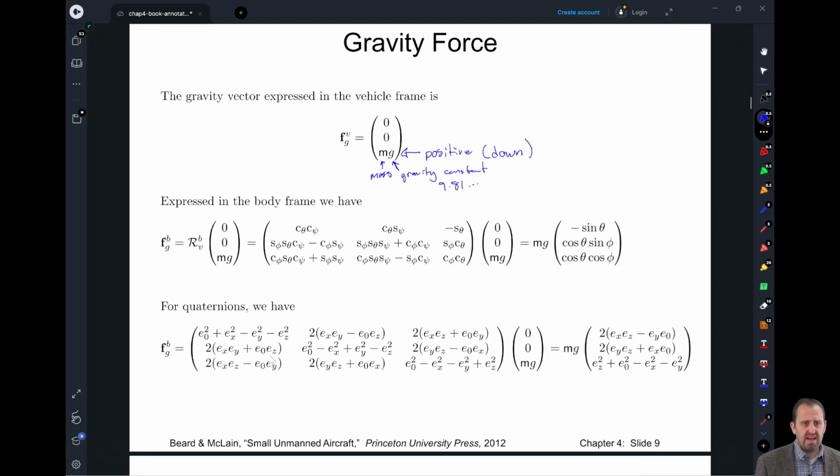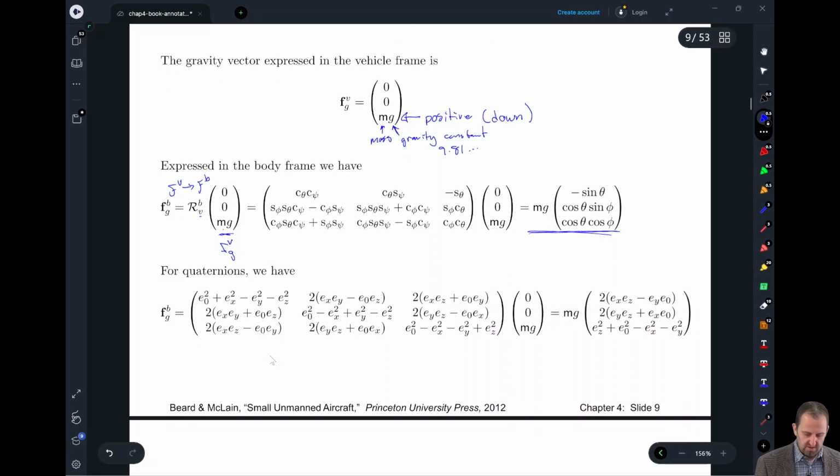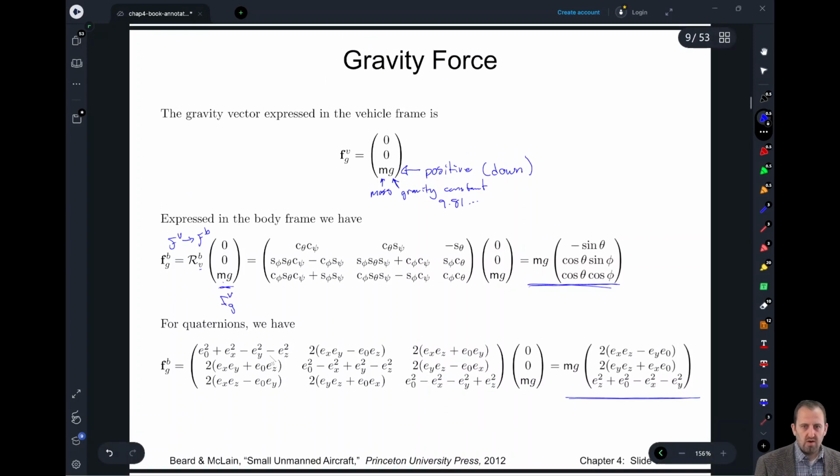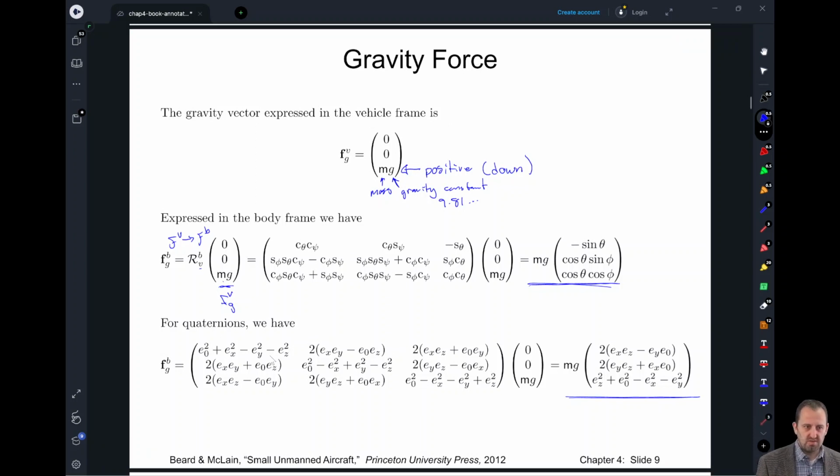Okay, to express that in the body frame, we'll take our vector, which was just F_g^v, and rotate it from the vehicle to the body frame. So this is a transform from the vehicle to the body frame, and then we get our vector in the body frame. If we're using Euler angles, we get this nice relationship right here where it's just mg, and then we have these trig functions of our Euler angles. If we're using a quaternion, it's a very similar thing where we just get mg times the elements of our quaternion. So we are now able to take our very first force and map it into a body force.